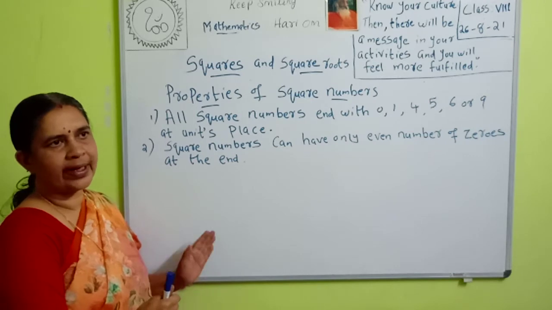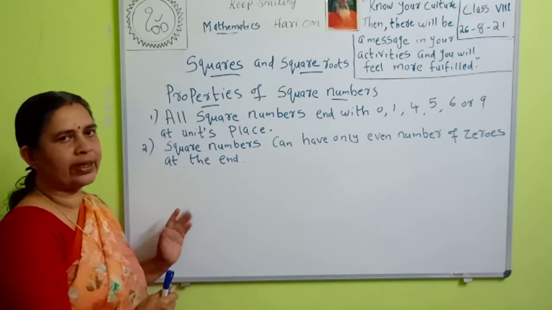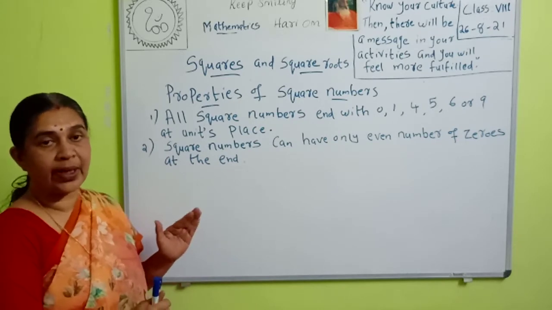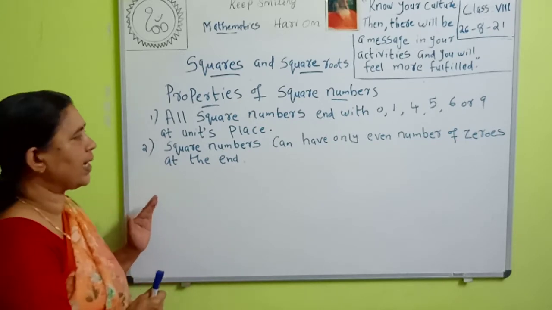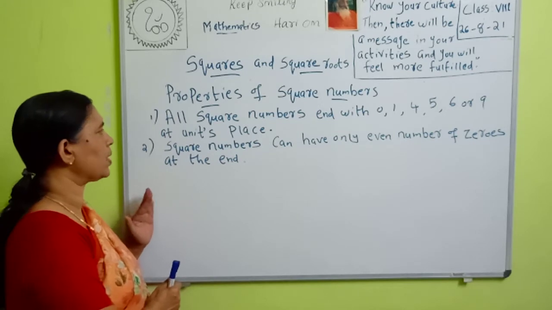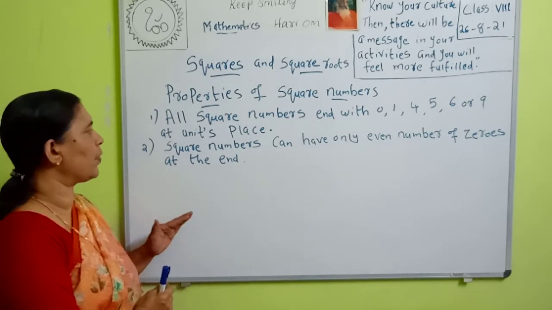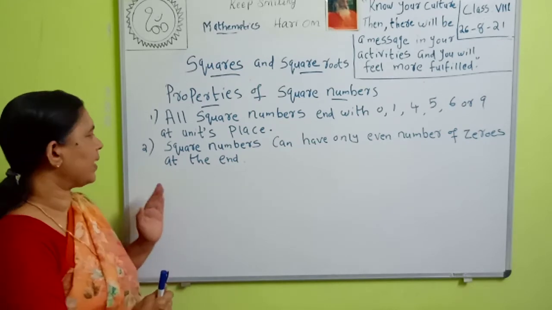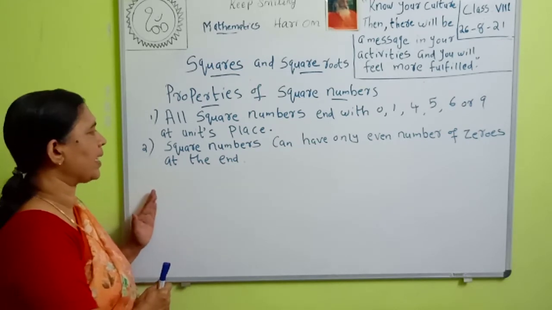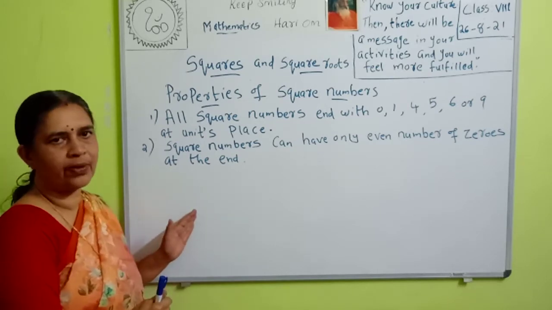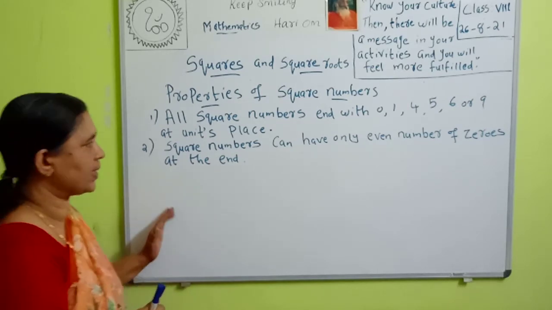For example, 10. How many zeros are there? Only one zero, an odd number. Then it is not a square number. So square numbers will have an even number of zeros at the end. First property is all square numbers end with 0, 1, 4, 5, 6 or 9 at units place. Second property is that square numbers can have only an even number of zeros at the end. Okay, remember these properties.